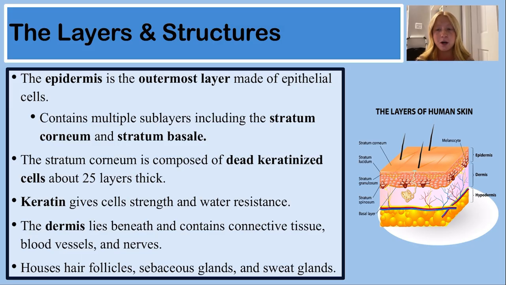And then below the epidermis is the dermis. This is made of connective tissue that is rich in collagen fibers, blood vessels, and nerves, and it also holds hair follicles and sebaceous glands. These produce oil, and the dermis supports the epidermis structurally and nutritionally, and it also plays a role in immune defense since it contains macrophages and mast cells that can respond to pathogens.